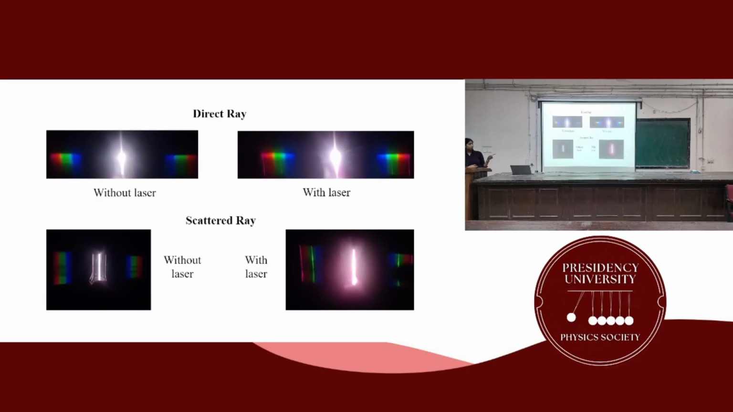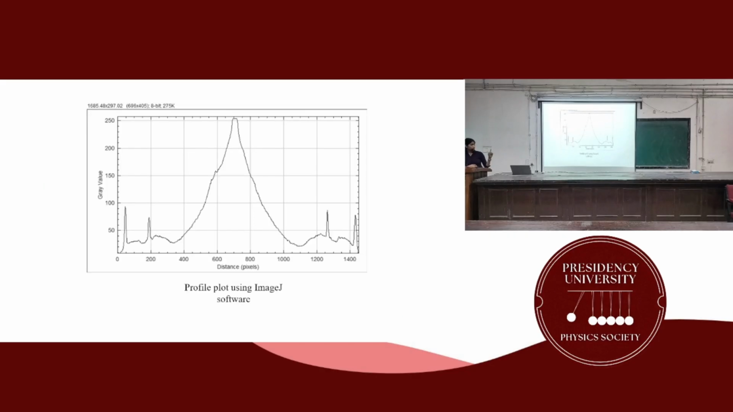These were the images we captured using our normal Android mobile phones. This is the picture I captured of the direct ray without laser, and this is with laser. And for the scattered ray, this is without laser and this is with laser. With the naked eye, it is almost impossible to detect which one is scattered light and which one is the direct ray. So we used software called ImageJ, which gave me this plotting.